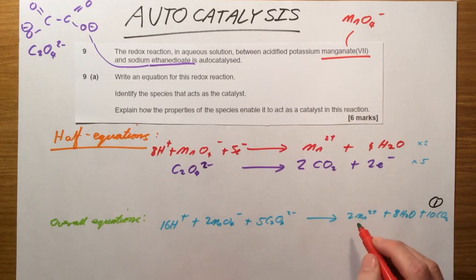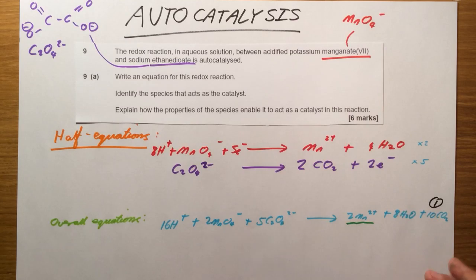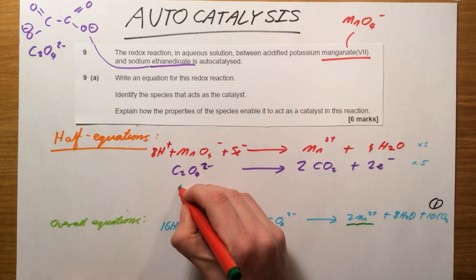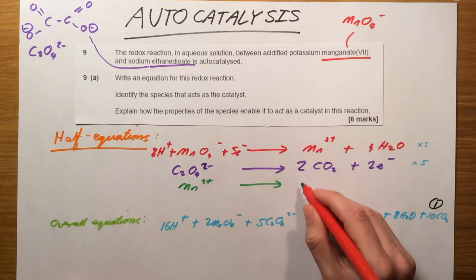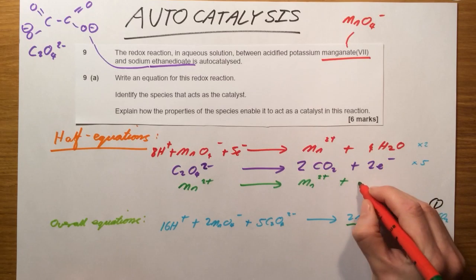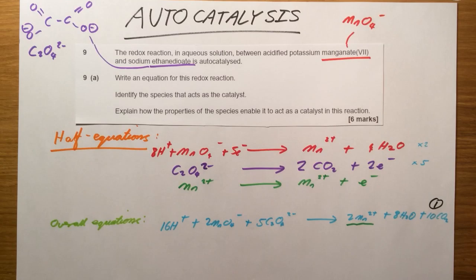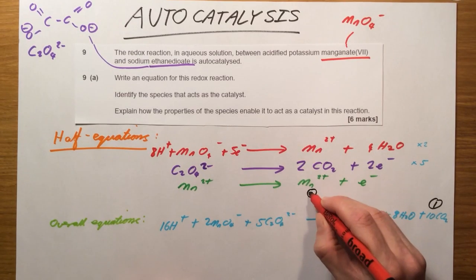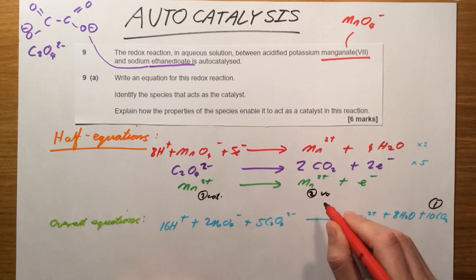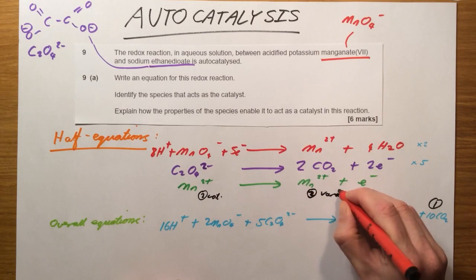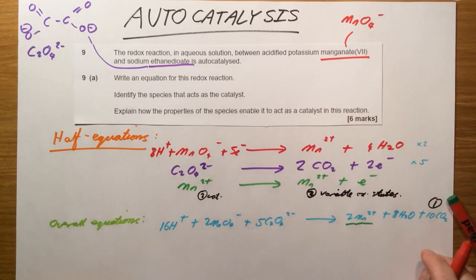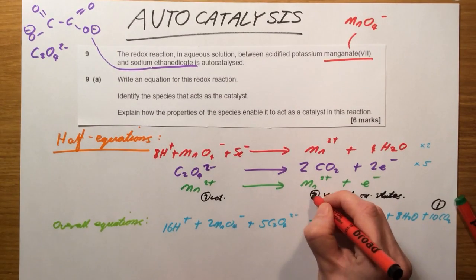Okay, we have now formed Mn2+. And actually, this is the species that is going to be catalyzing our reaction. So let's put another half equation up here. This time we're going to have Mn2+. And really simple, this one. Because manganese can have variable oxidation states, we could form Mn3+ and an electron. The second mark for this question is for saying that Mn2+ is the catalyst. The third mark is for saying that it has variable oxidation states. Okay, we identified that it is the catalyst because it can have variable oxidation states.